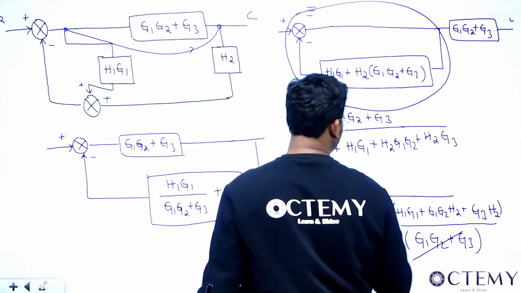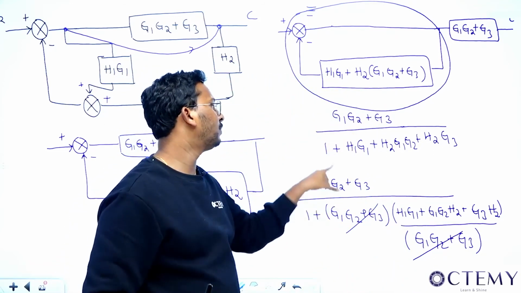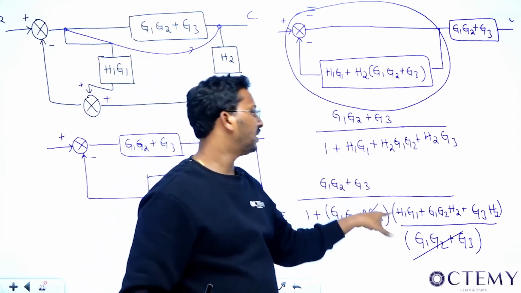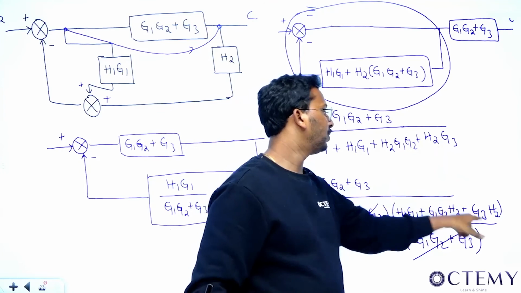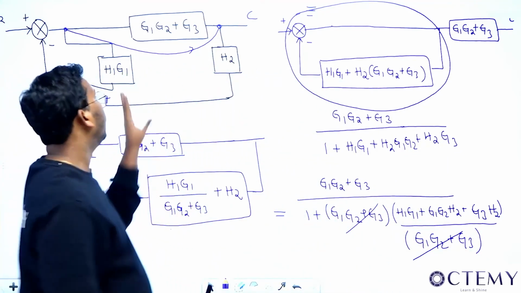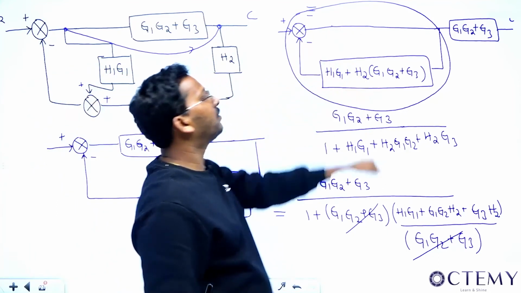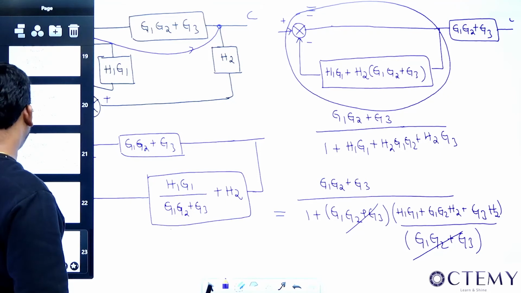So this one and this one get cancelled. Observe sir, these two are the same: G1 G2 plus G3, G1 G2 plus G3, then 1 plus H1 G1, H1 G1, G1 G2 H2, G1 G2 H2, G3 H2, G3 H2. You will get the same answer. It is your wish whichever way you want to do it. I have seen this becomes much easier, that's why I have done it like this. So this was basically my 5th question.